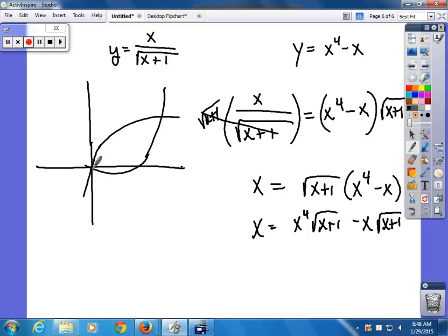It looks to me like it's 0 there, but it's going to be a mess. Looks to me like you can almost use substitution right here and factor, but I think that's going to mess up right there because that's going to come over. And that's going to be x to the 4th minus x, times square root of x plus 1, plus x times square root of x plus 1 is equal to 0.